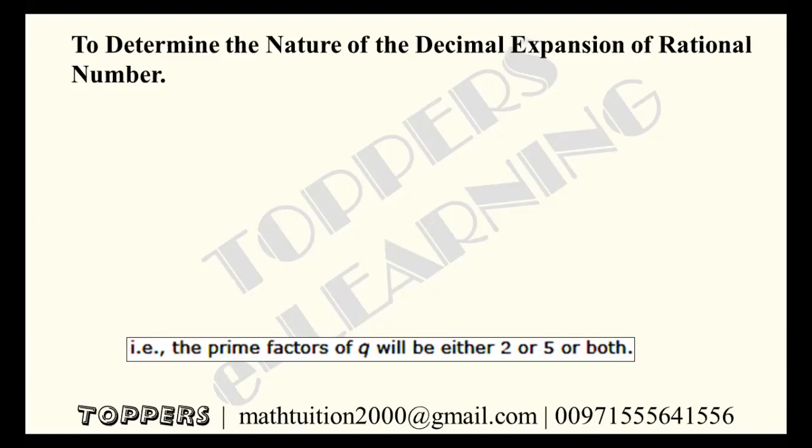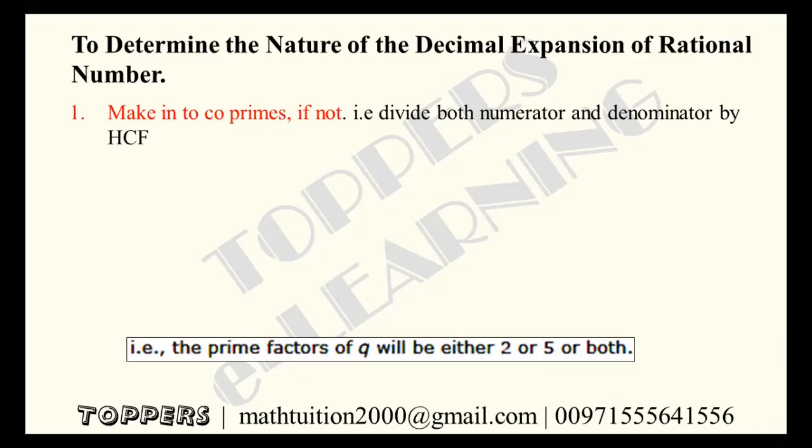So the steps. First step, make into coprimes. If the given rational number is not in the form of coprimes, you have to make it into coprimes. How will you make it? Divide both numerator and denominator by the highest common factor, simplifying into their smallest terms. Or you can prime factorize numerator and denominator, and simplify by cancelling the common factors. Both ways we can do, but better make them coprimes first, then prime factorize the denominator.